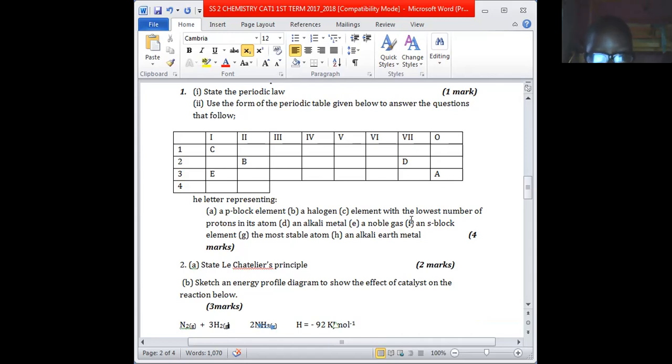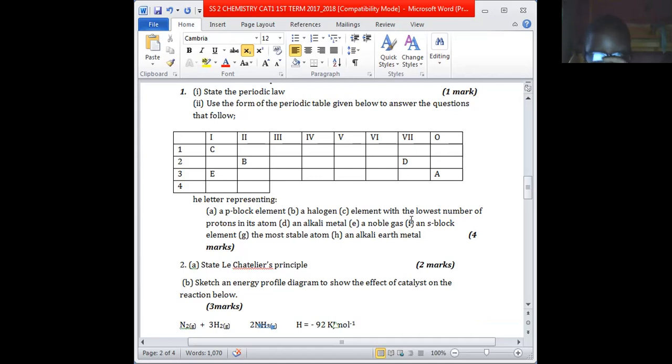Most stable atom. A. Correct. Alkaline earth metal. B. Correct. 4 marks. Good. Get your 4 marks. All right.